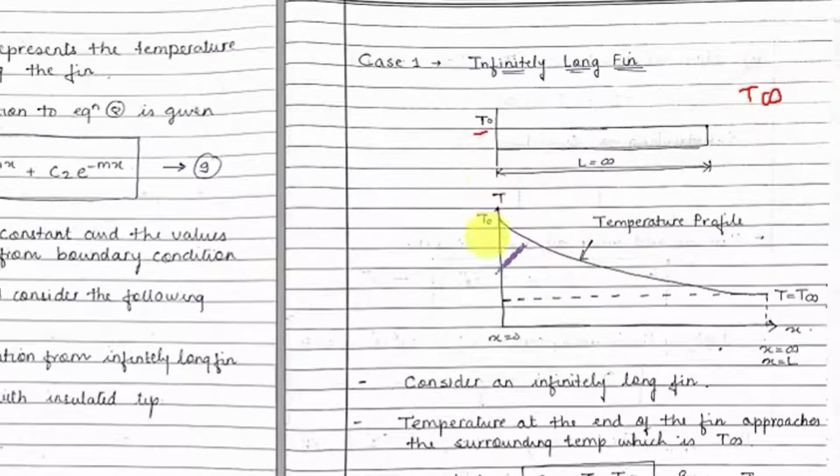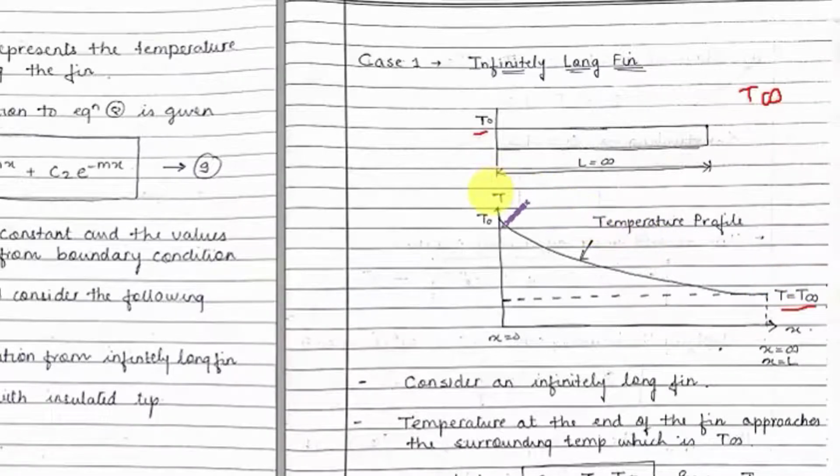Now this is the graph, plotted as temperature versus distance, so you will get a temperature profile. From the temperature profile it is clear that as the length increases, the temperature gradually decreases, and after some time it will attain the temperature of the surrounding, that is T infinity.